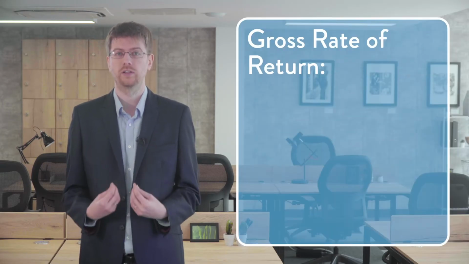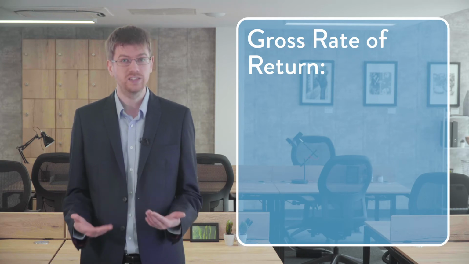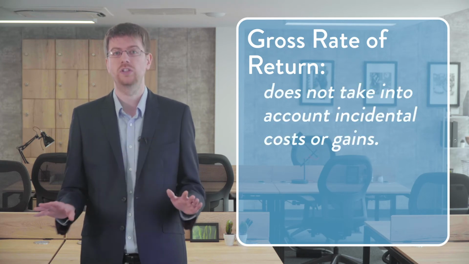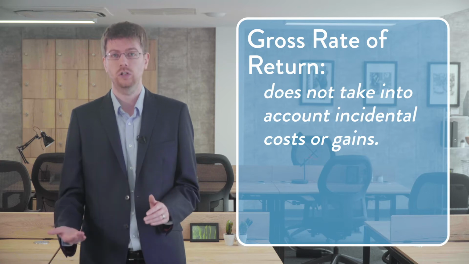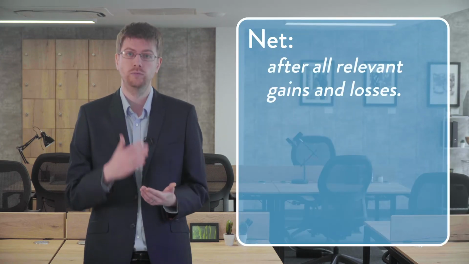When we look at the figures of money paid out by an investment, we call it the gross rate of return. Gross, in this context, means that it does not take into account the incidental costs or gains. Now, if the investment has no fees or other gains, the net return will be the same as the gross return. But should they exist, we take these into account when calculating our net return. In this context, net means after all relevant gains and losses.